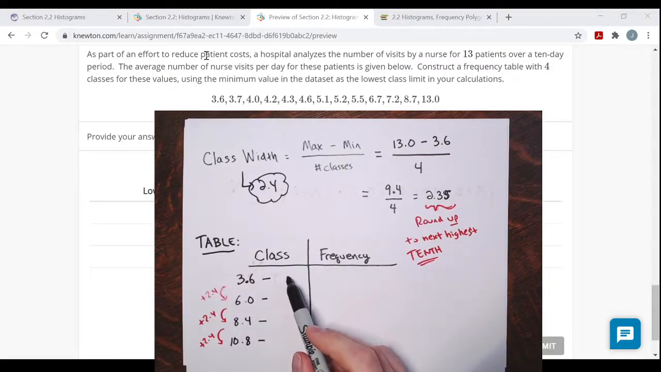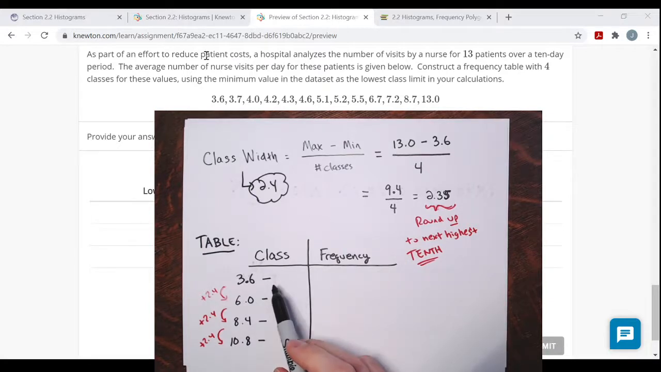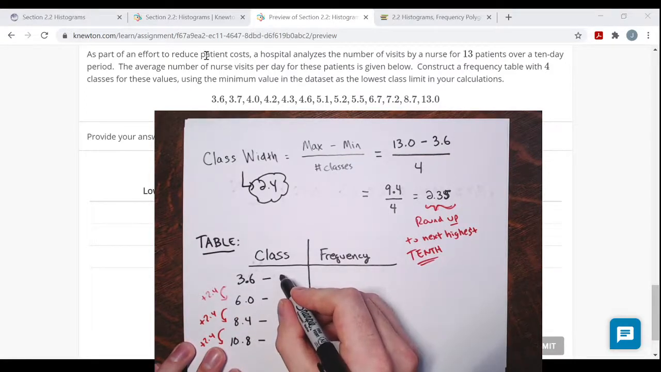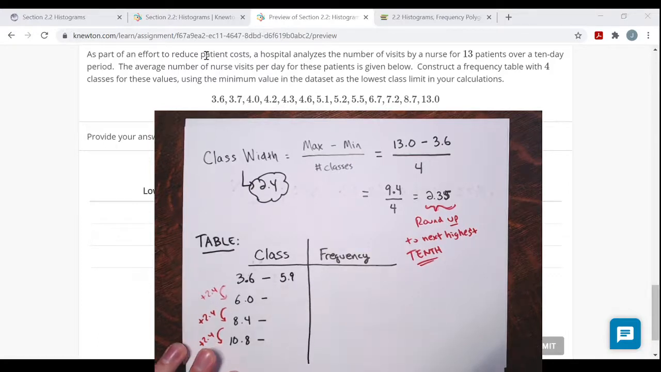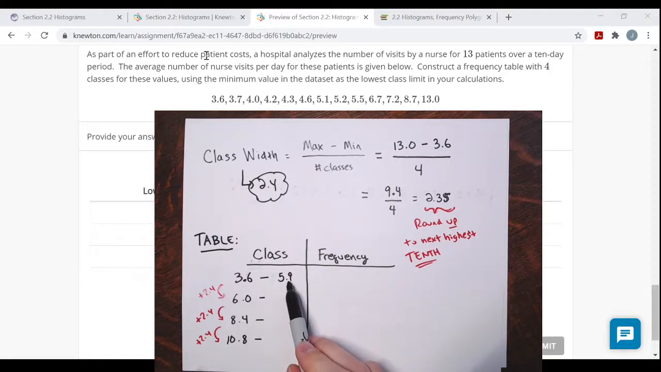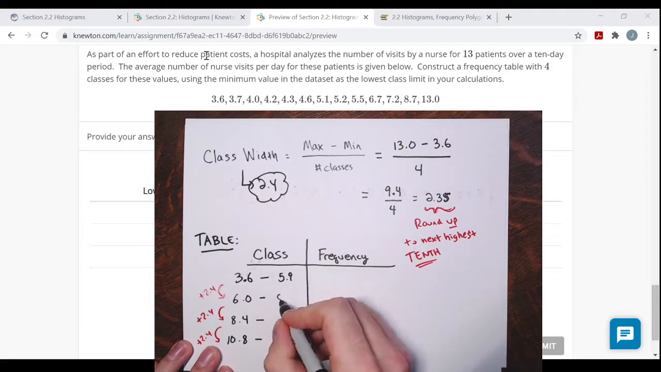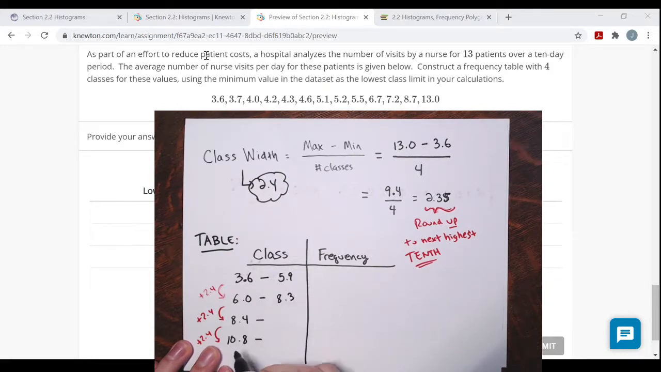Next, the upper class limits, which are just one lower than the subsequent row's lower class limit. So if this is 6.0, the upper class limit here is 5.9, to the same number of decimal places. So 6.0, we're in the 10th place. One below that would be 5.9. That's the upper class limit for the first class. This is 8.4, so we have 8.3 here. This is 10.8, so we got 10.7 here.